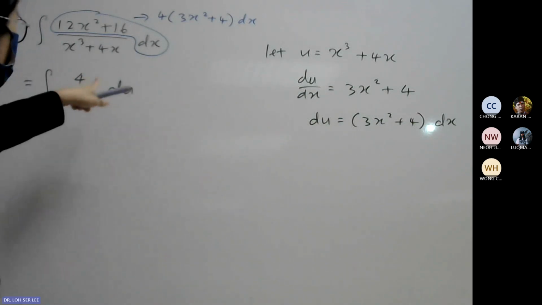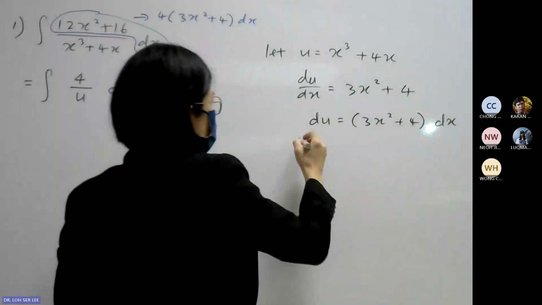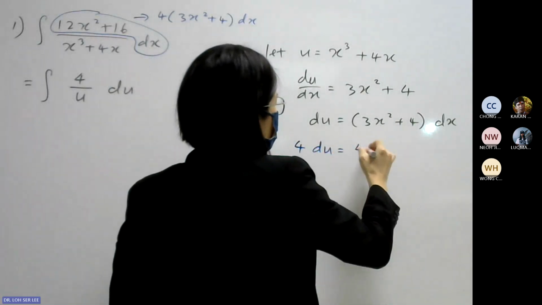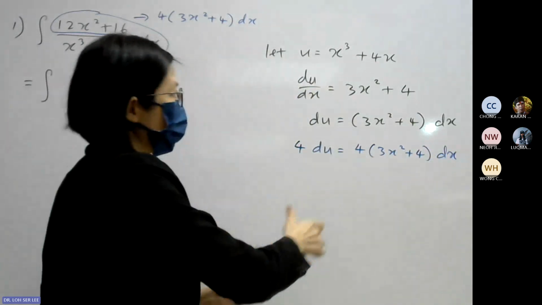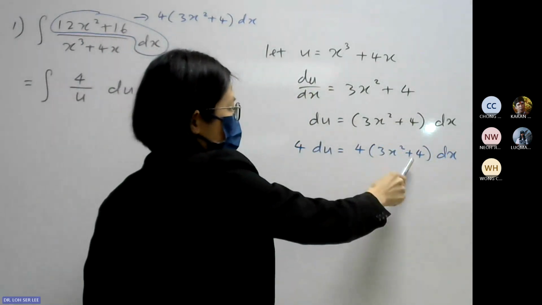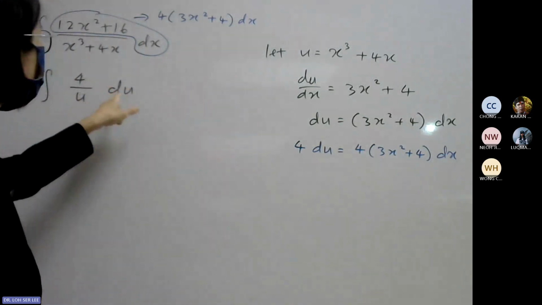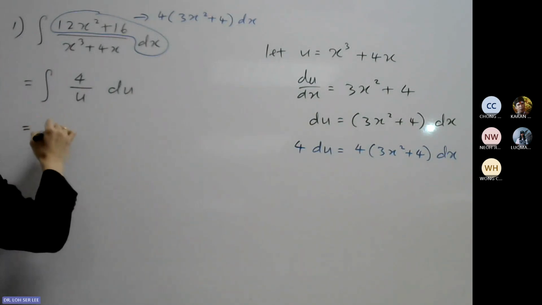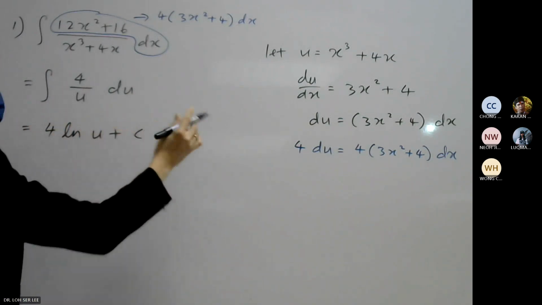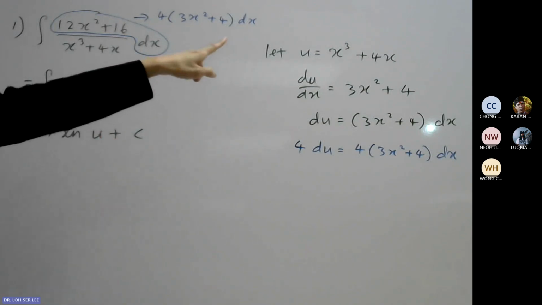If you can't see this, you can do it like this. 4 du equals 4 times 3x squared plus 4 dx. Then we will have 12x squared plus 16 dx, that will be 4 du. Then you can proceed to integrate, then change your u back into x.